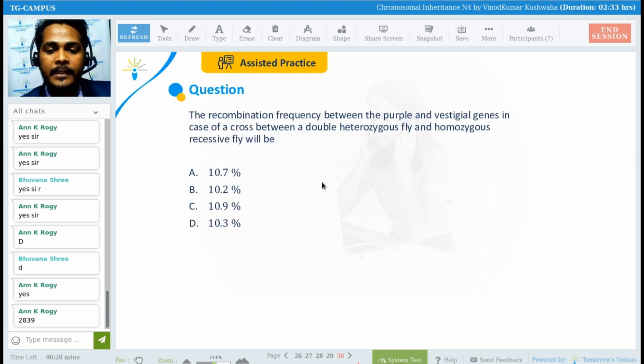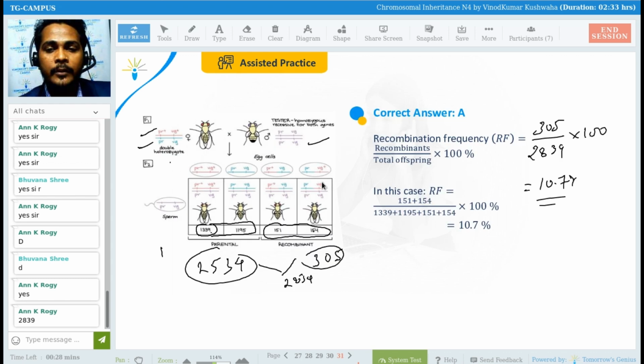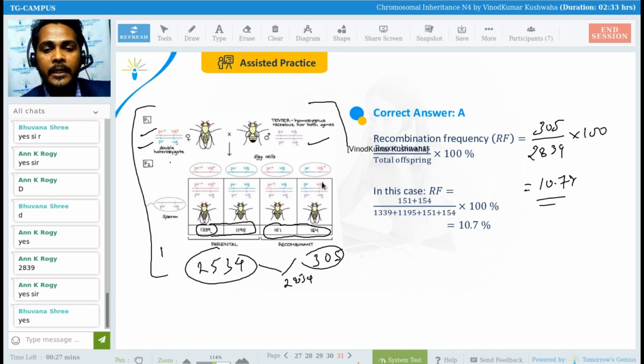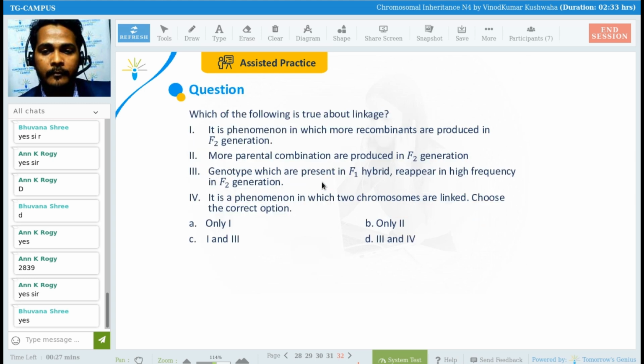So 10.7% means, from the above picture, A is the accurate answer. This is how you have to calculate the percentage of recombination frequency. Are you getting my point? This diagram, this chart is given to you, and with the help of this chart you just have to calculate the percentage of frequency. Okay.